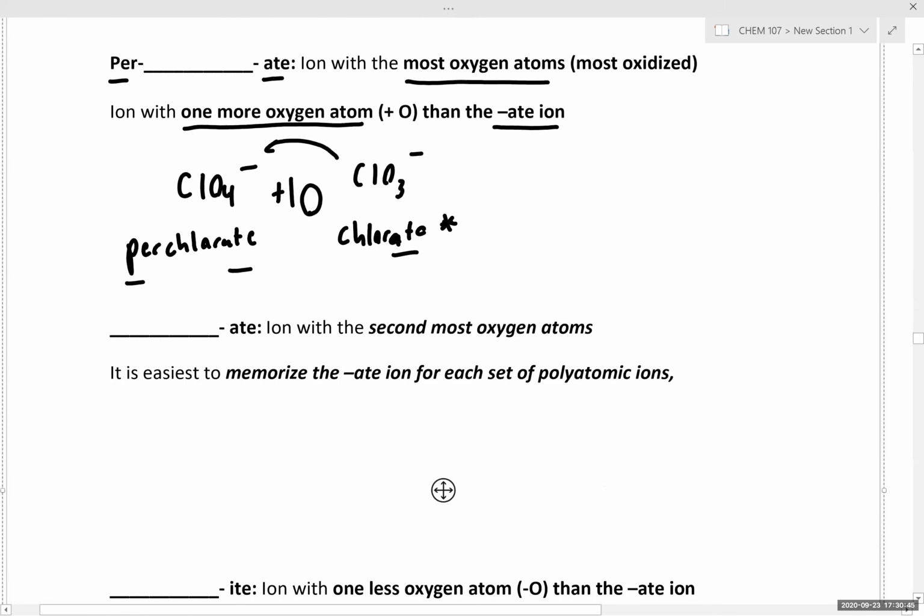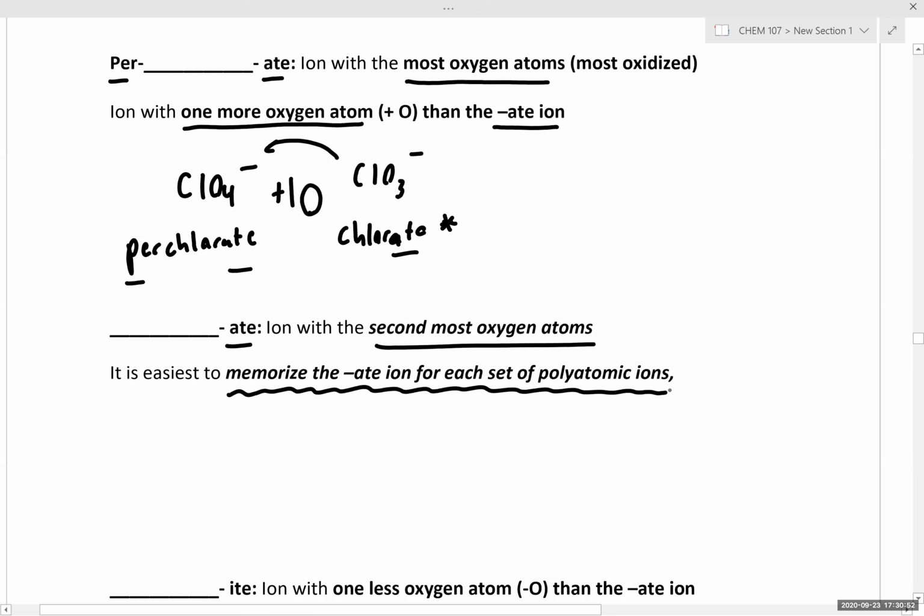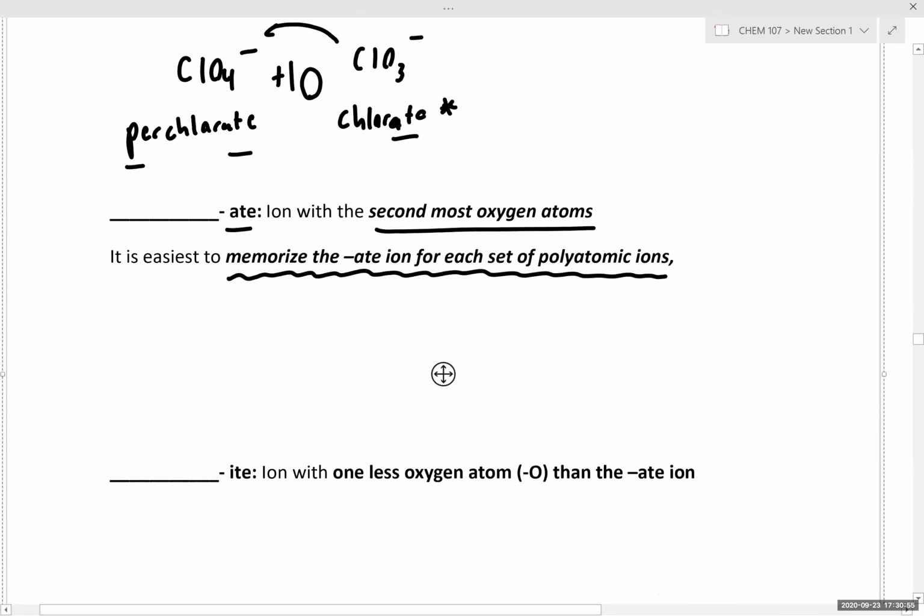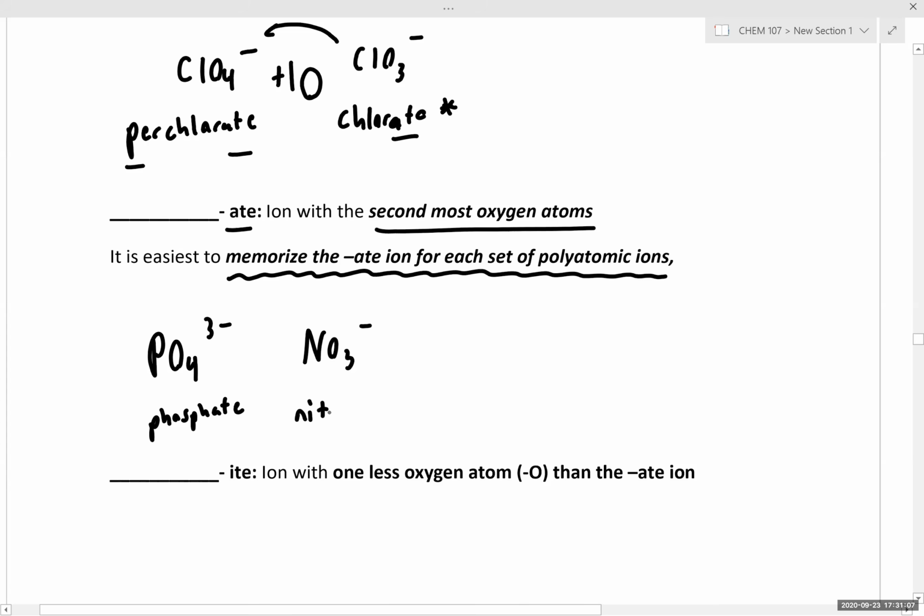So the ate form is the ion with the second most oxygen atoms. It is easiest to memorize the ate ion for each set of polyatomic ions. So for example, PO4 3- is known as phosphate. NO3- is known as nitrate. SO4 2- is known as sulfate. ClO3- is known as chlorate.